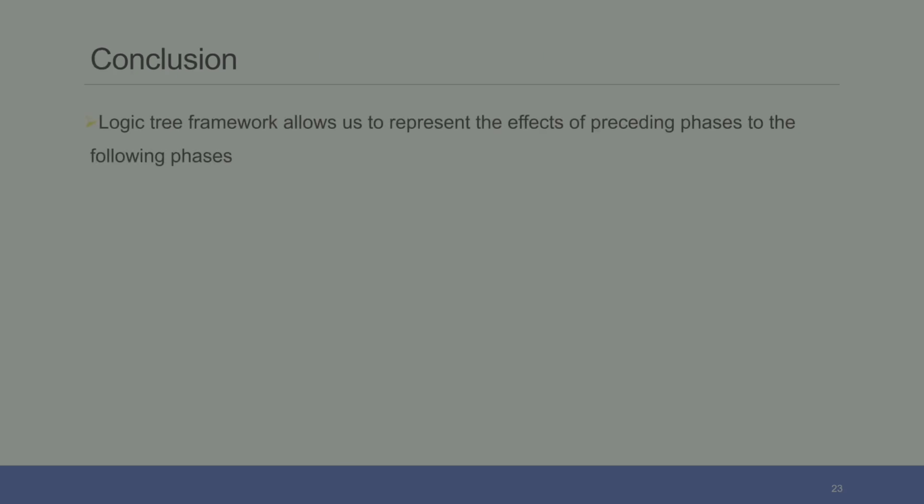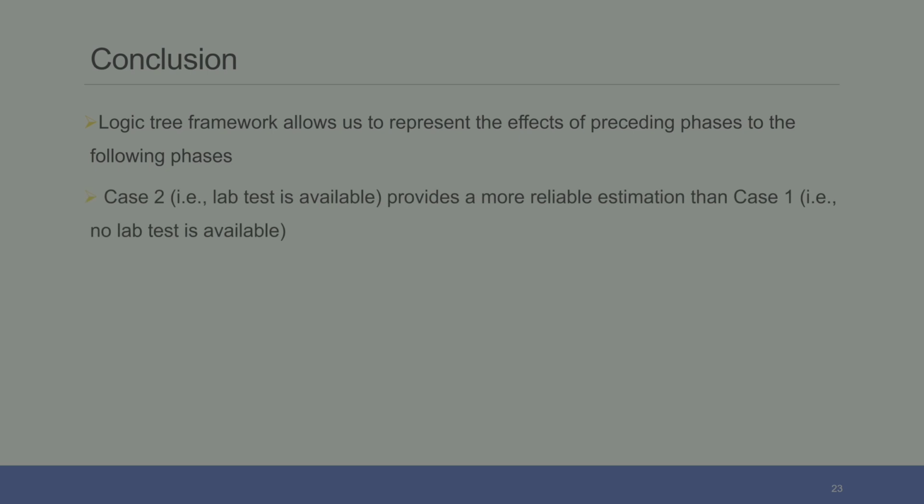So to conclude my talk, the logic tree framework allows us to represent the effects of preceding phases on the following phases. So susceptibility affects triggering, and triggering assessments are going to affect the consequences. When laboratory tests are available, they provide a more reliable estimation. In this case, it didn't yield very different results, but for some cases it will. So having a laboratory test result is always a good practice.